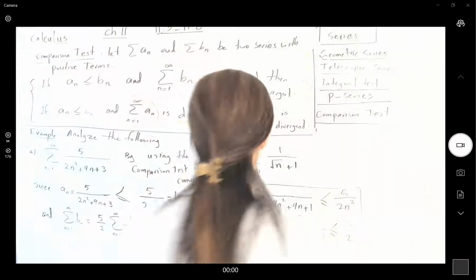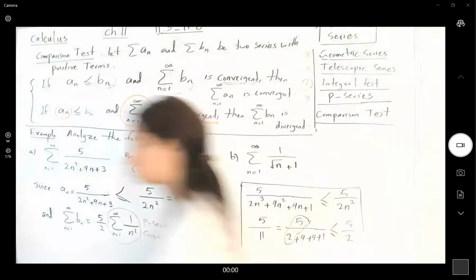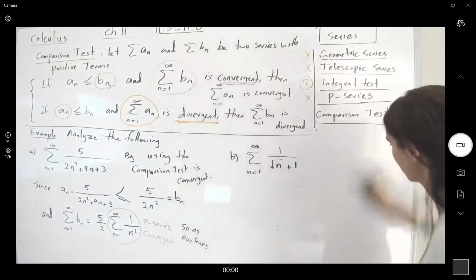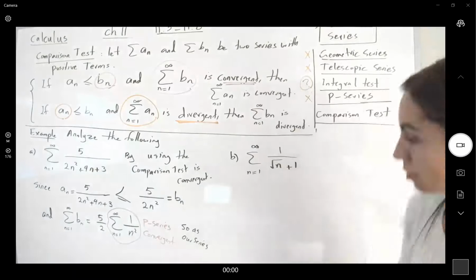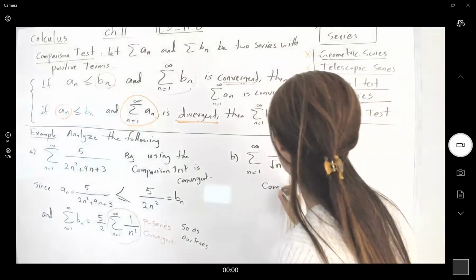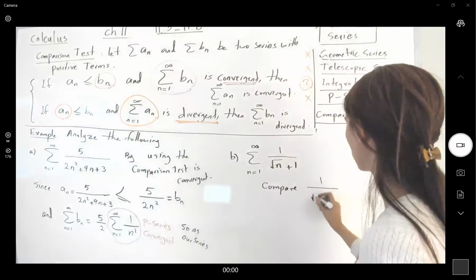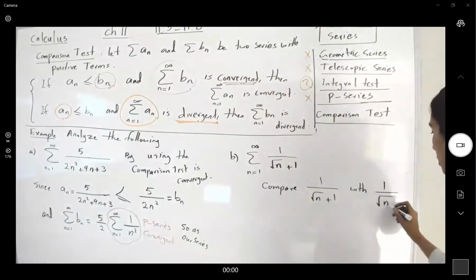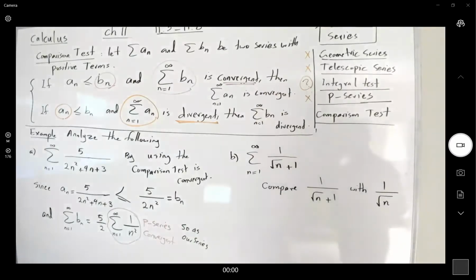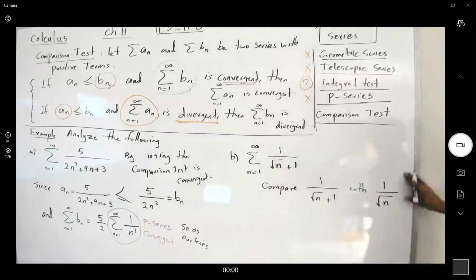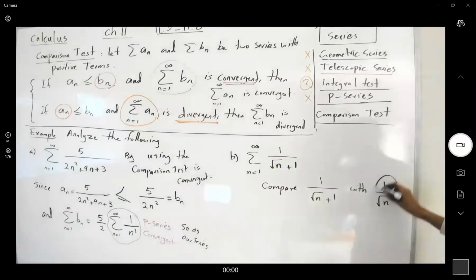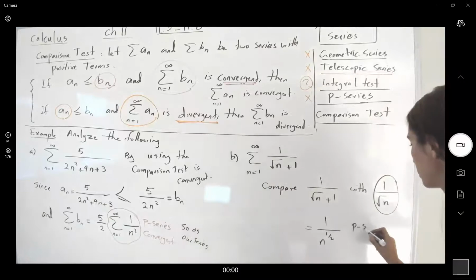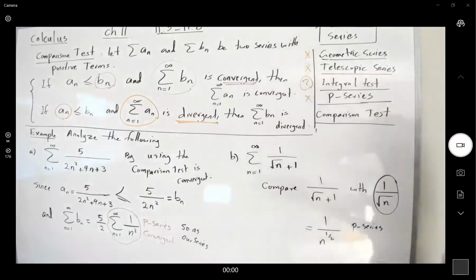Very well. So as you can see, for this guy here, we can use comparison test. Use comparison test and compare 1 over square root of n plus 1 with 1 over square root of n. Then you already know that this guy is a p-series. This is 1 divided by n to the one-half, a p-series. And using the definition of p-series, it's divergent.